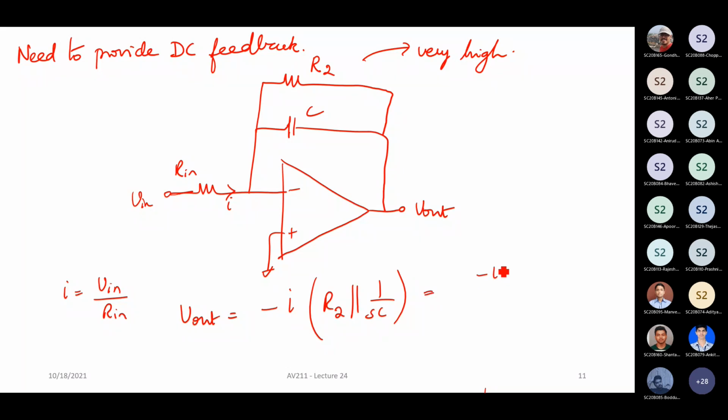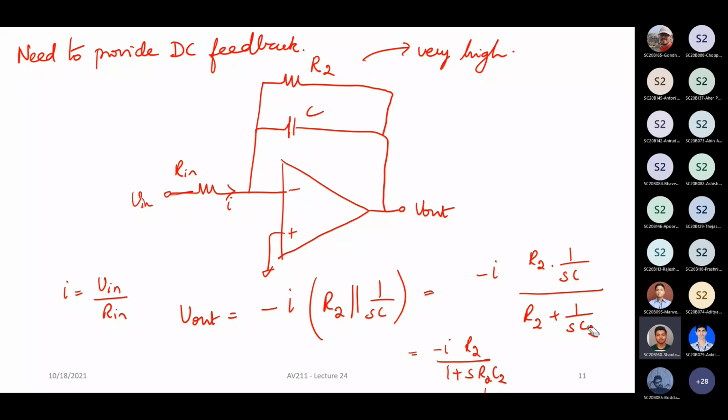Now, this works out to be minus I times R2 into 1 by SC2 divided by R2 plus 1 by SC2. Now, what will you get here? You'll get minus I times R2 divided by 1 plus S times R2C2. Correct? Why? There is no 2 here.